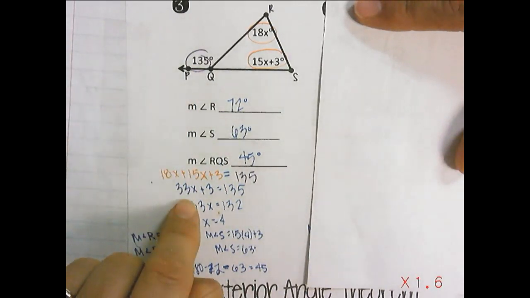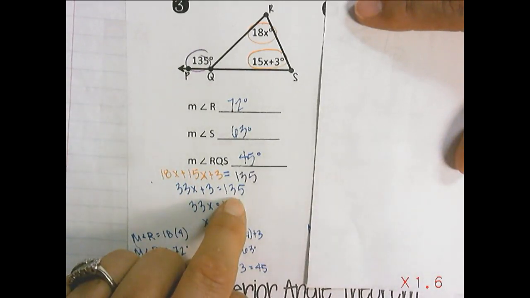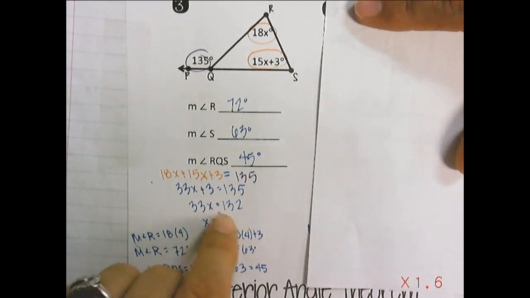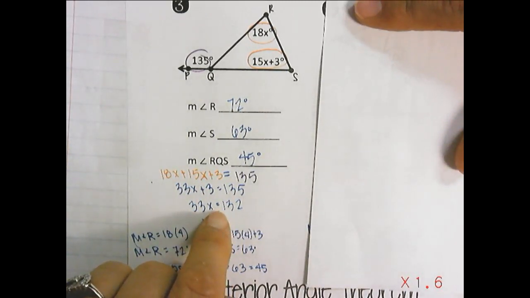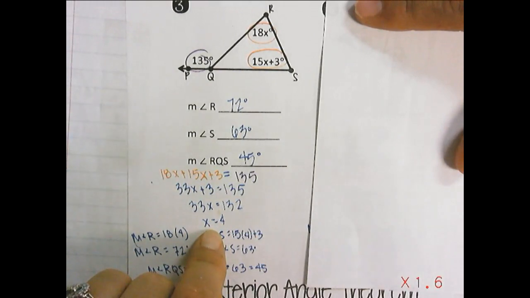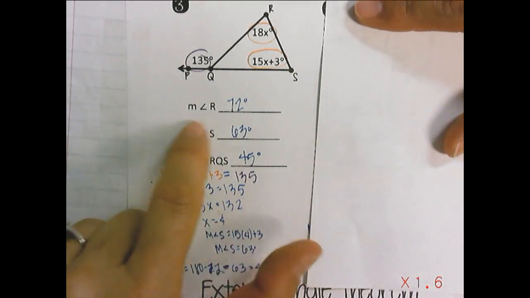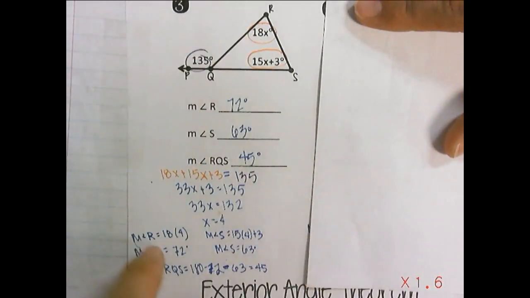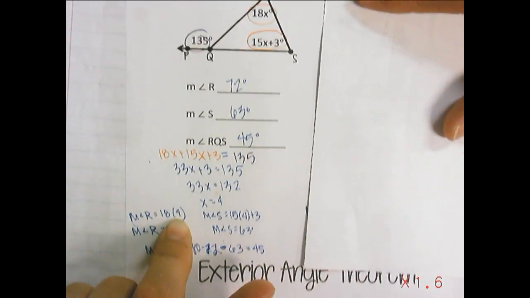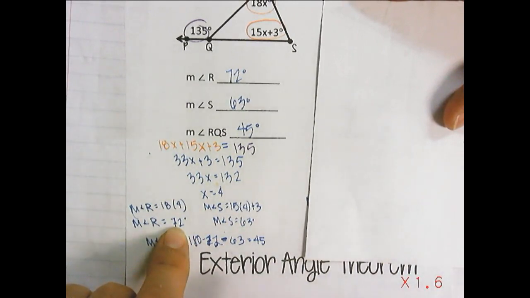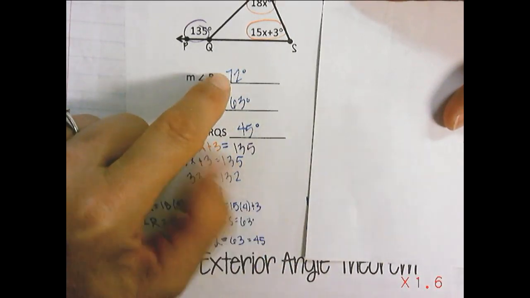When I combine like terms, I get 33x plus 3 equals 135. I'm going to subtract that 3 and I'll get 33x equals 132. And then I will divide and get x equals 4. Okay, well now I'm able to find my angle measures. So I'm going to start with angle R up here, and I know that it's going to be 4 times 18, and that gives me 72. So the measure of angle R is 72.